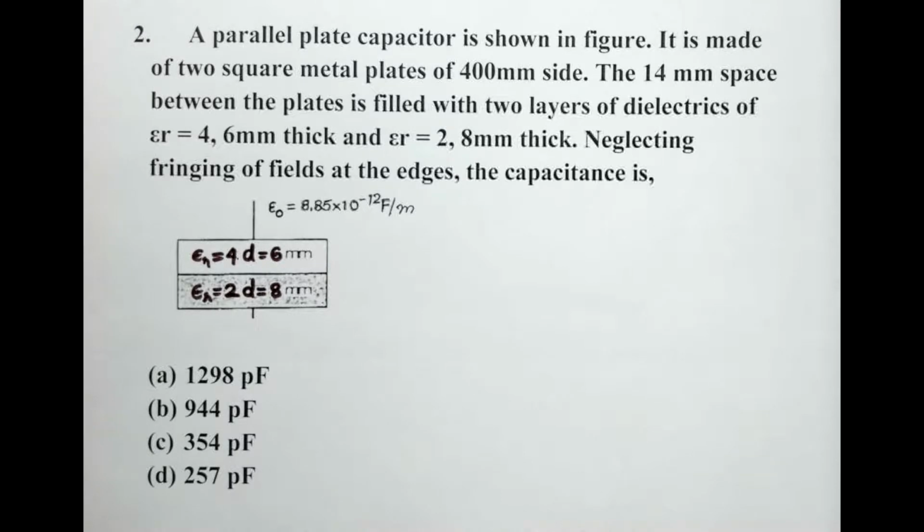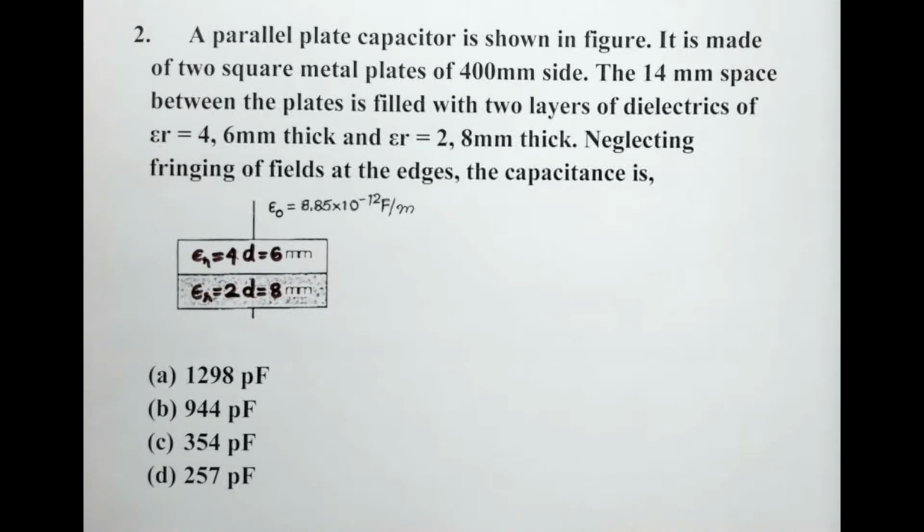Here's the next question in the series, number 2. A parallel plate capacitor is shown in the figure. It is made of two square metal plates of 400 mm side. The 14 mm space between the plates is filled with two layers of dielectrics of epsilon r equals 4 at 6 mm thick and epsilon r equals 2 at 8 mm thick. Neglecting fringing of fields at the edges, the capacitance is.